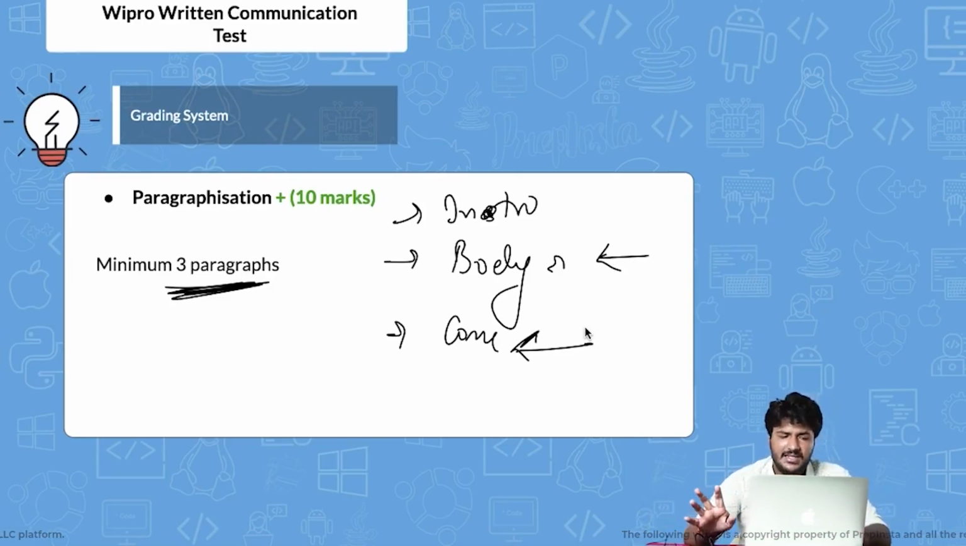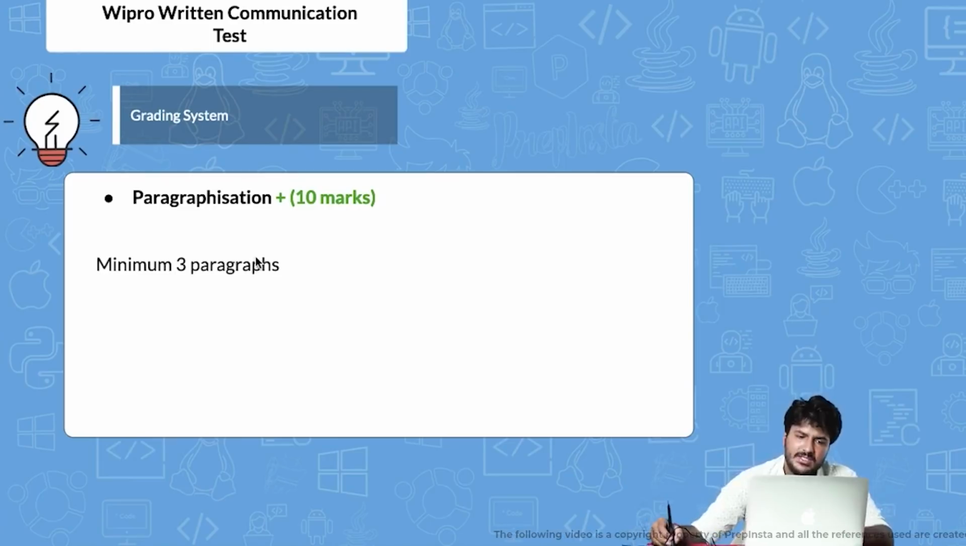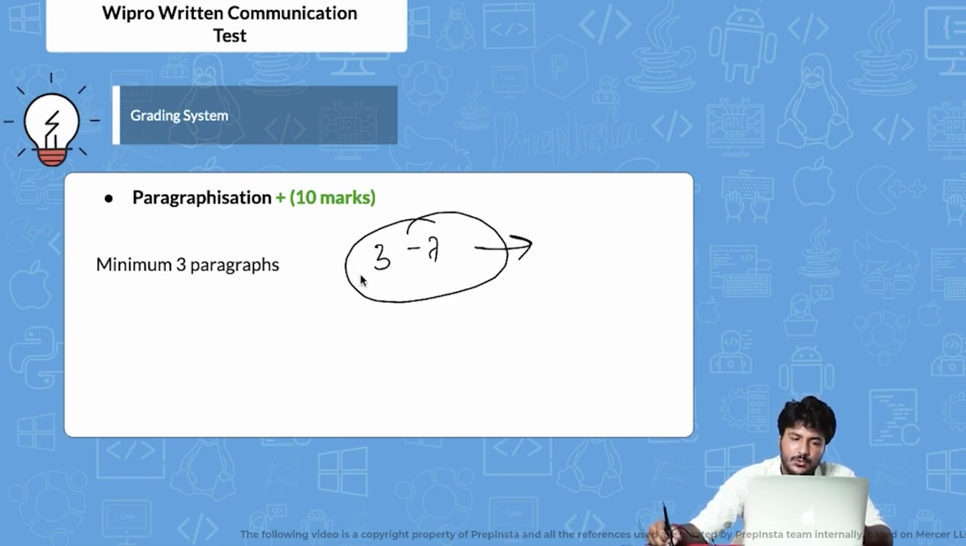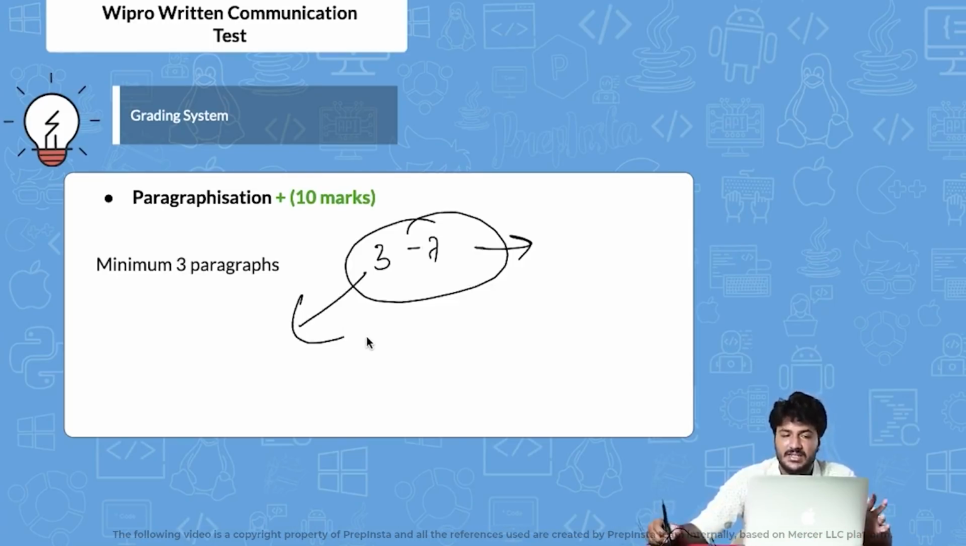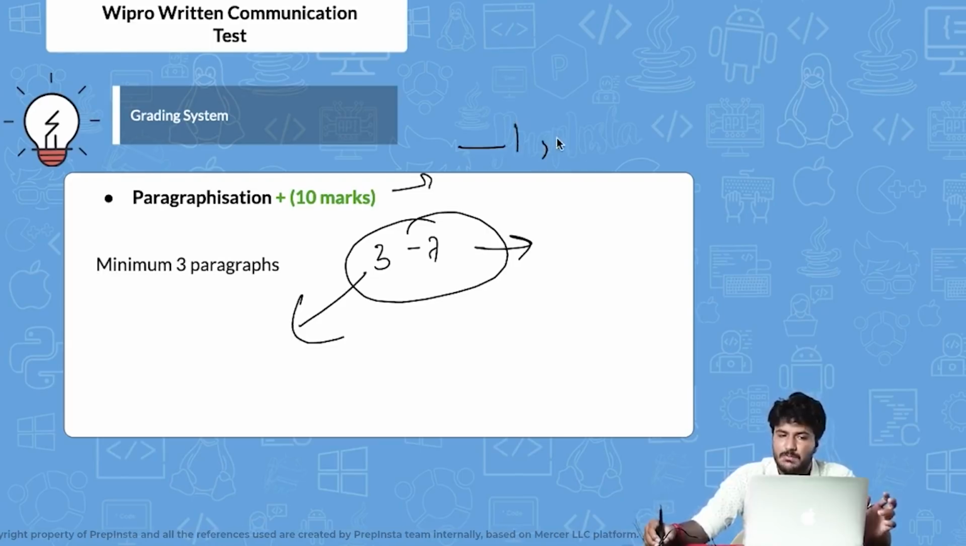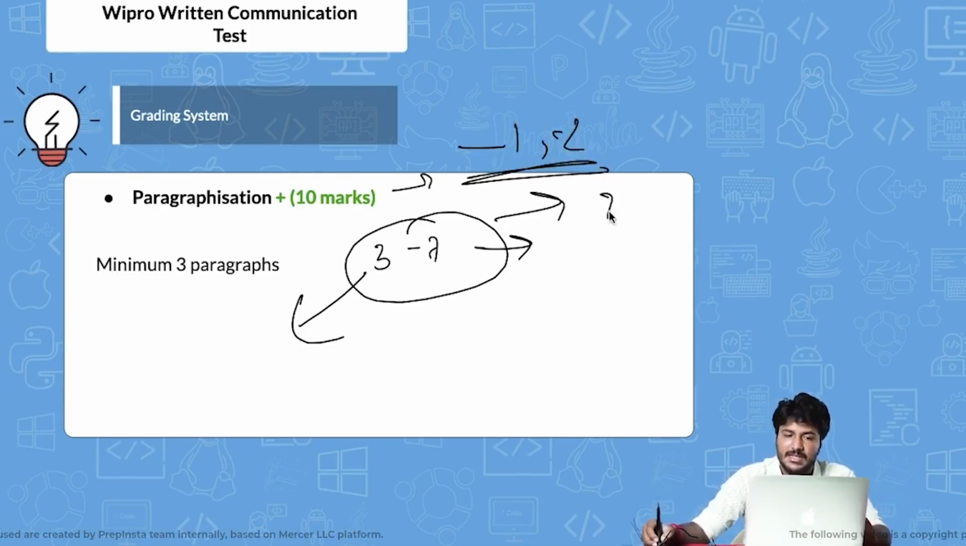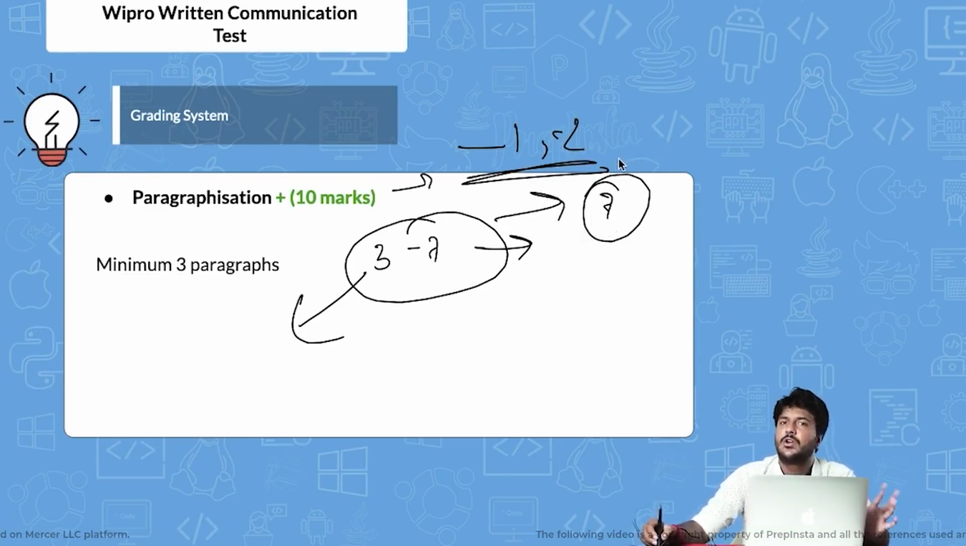So ideally three paragraphs, but what I would say is use anywhere between 3 to 7 paragraphs. If you use less than 3 paragraphs, there is going to be negative marking. We do not know if it is -1 or -2, but yes, there's negative marking. If you use more than 7 paragraphs, obviously there's negative marking in that. We're not sure how much negative marking in that case, right?